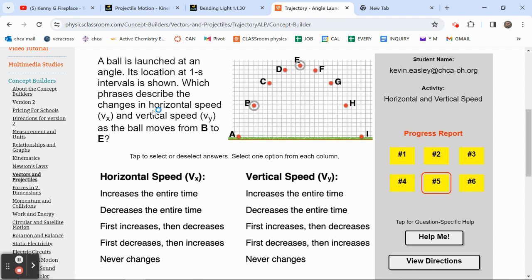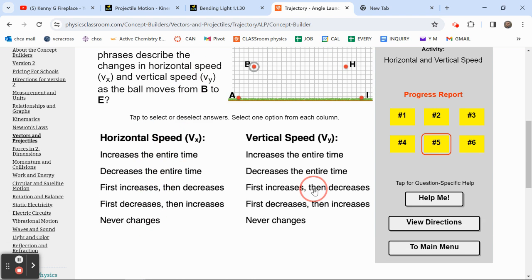So it says a ball is launched at an angle. Its location is shown every 1 second. It's kind of like a strobe light, 1 second intervals. Which phrases describe the changes in horizontal speed, which is velocity on the x, and vertical speed, which is velocity on the y, as the ball moves from B to E? So we have something happening on the x and then on the y.